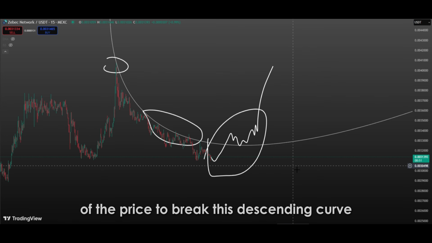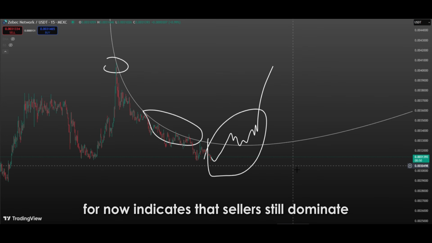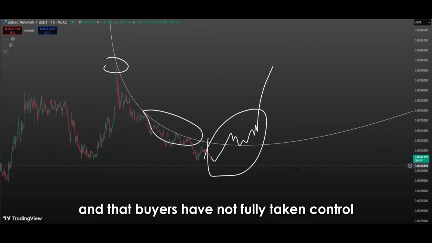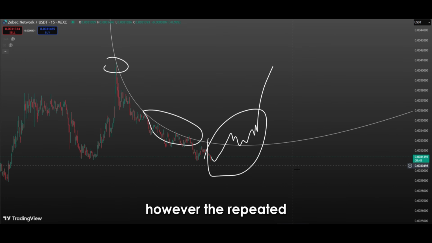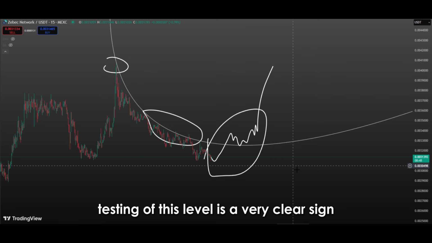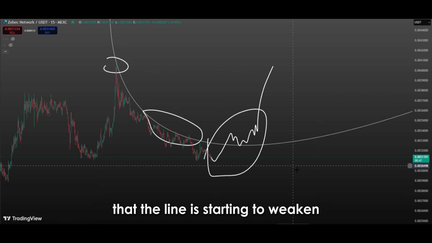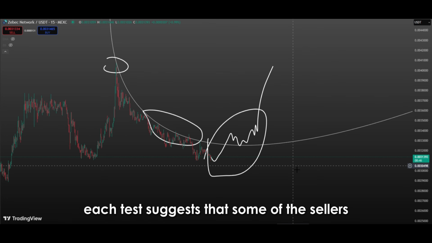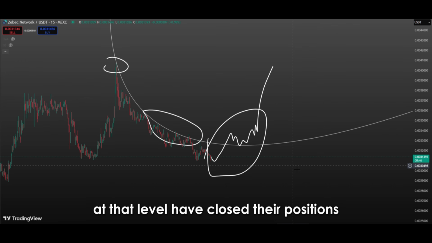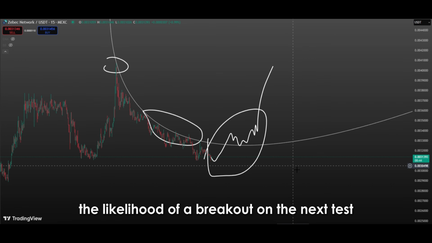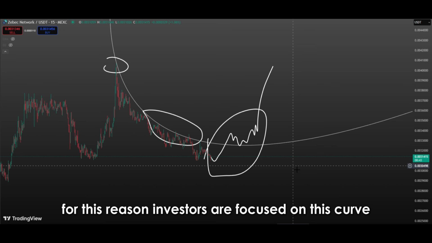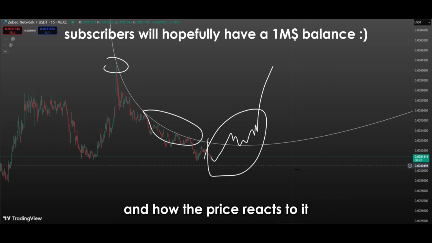The inability of the price to break this descending curve for now indicates that sellers still dominate and that buyers have not fully taken control. However, the repeated testing of this level is a very clear sign that the line is starting to weaken. Each test suggests that some of the sellers at that level have closed their positions or are showing less resistance. This increases the likelihood of a breakout on the next test. For this reason, investors are focused on this curve and how the price reacts to it.